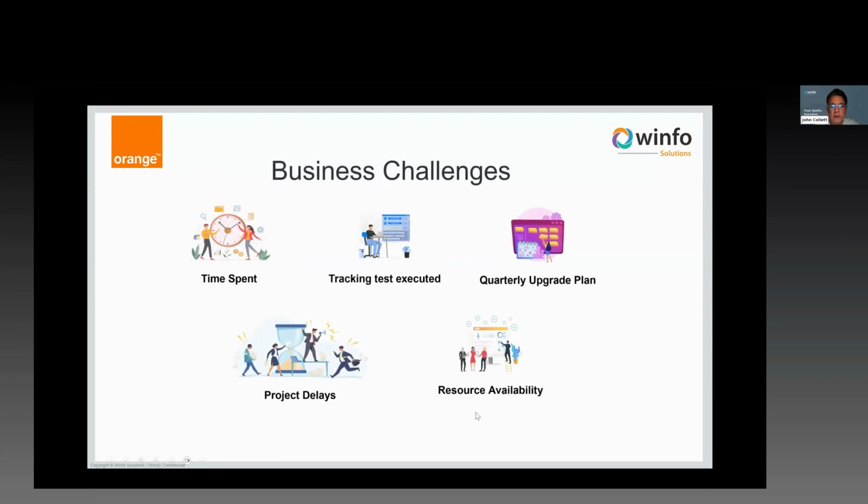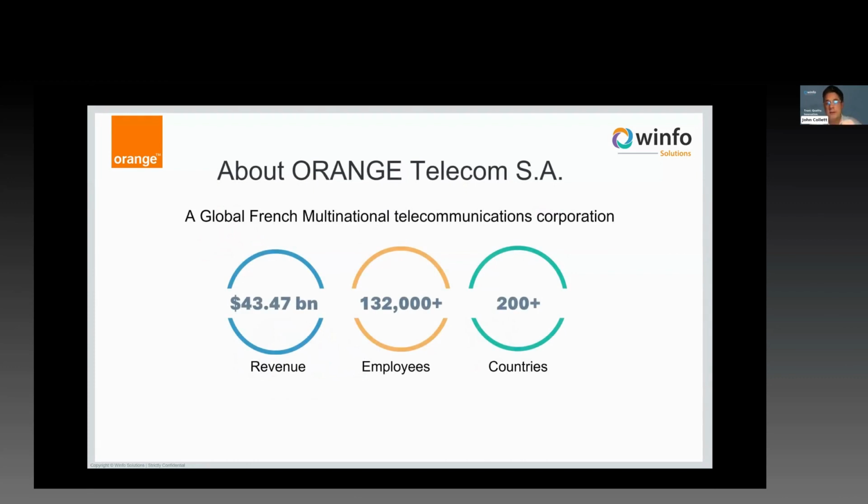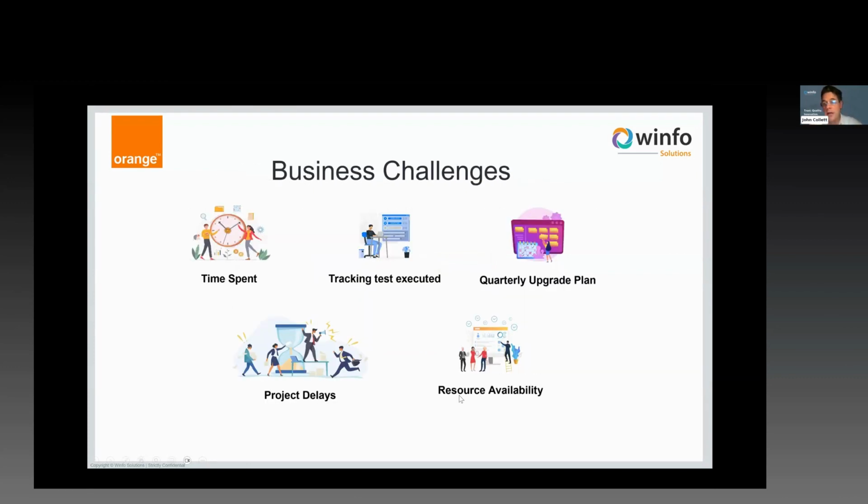So let's have a look at the quick business challenges that were facing Orange. Again, you're going to be quite familiar with them, and I encourage you to put in any more that you may have at your organizations. Clearly, time and resource on quarterly upgrade testing comes up time and time again. Tracking and reporting on tests that have been executed. Having a quarterly plan in place was both time-consuming and resource-hungry. There was great risk of project delays, and resource and availability to complete the testing were the key business challenges that were called out by Orange.